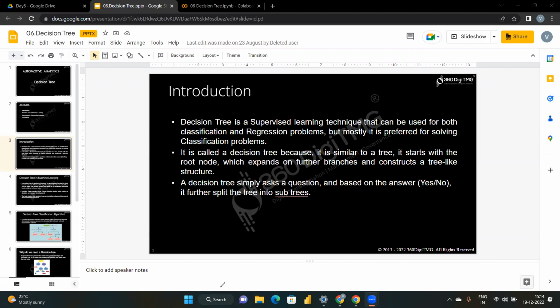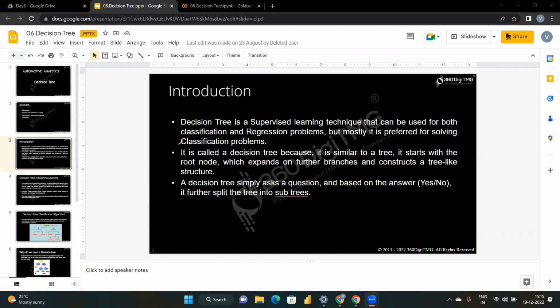So decision tree is basically used for classification and regression. We know that, right? So what type of data is used for the decision tree? Decision trees are extremely useful for data analytics and machine learning because they break down complex data into more manageable parts.